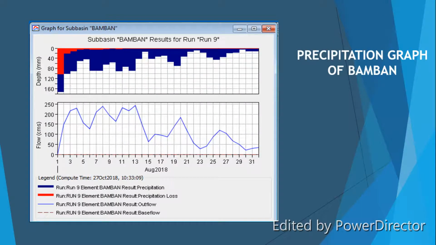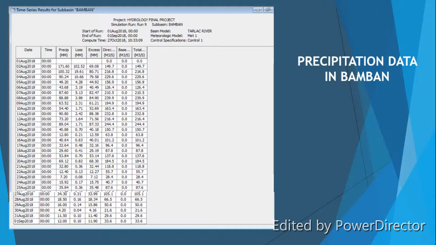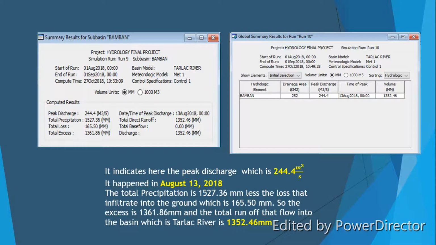The precipitation graph of Bamban. It also shows that on August 1, there are more losses than the water that ran off. But in the following days, because of consecutive rainfall and the fast velocity, the runoff is higher than the losses. While the precipitation data shows that on August 1, there are more losses or infiltrating water than the runoff. But from August 3 to September 1, there is more runoff than losses.